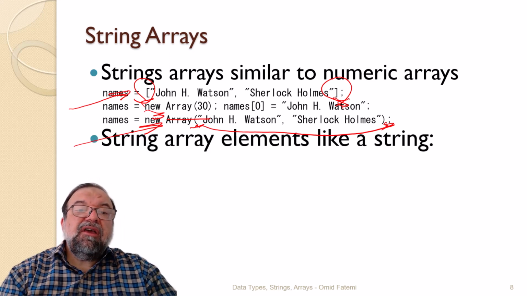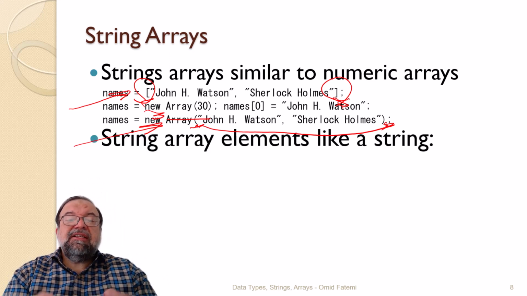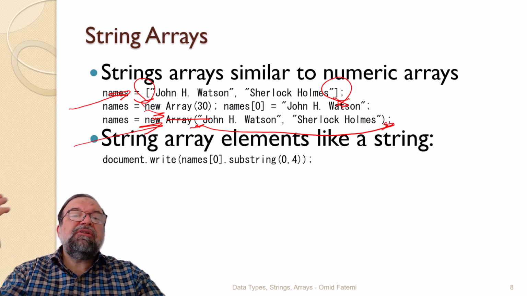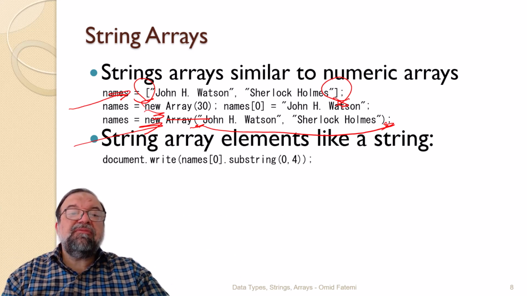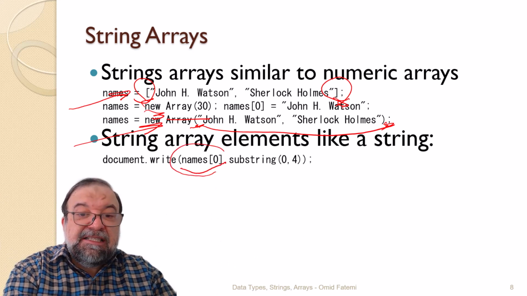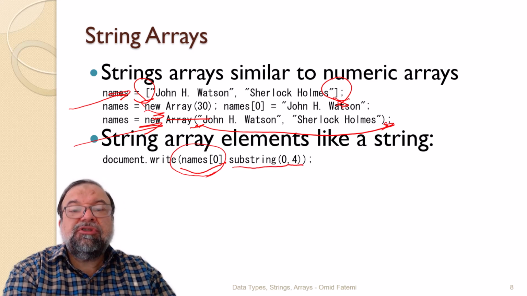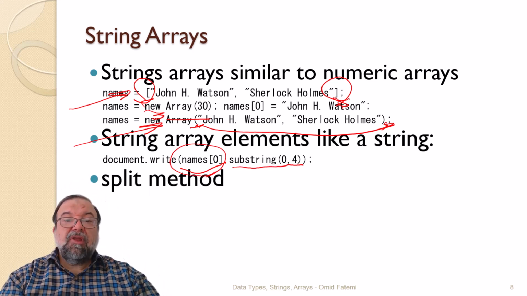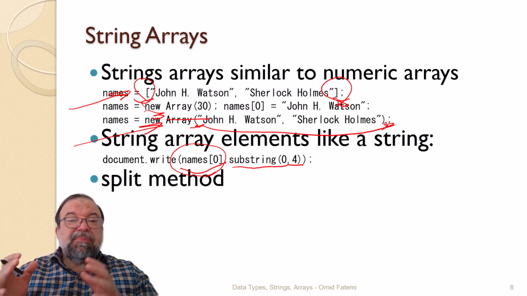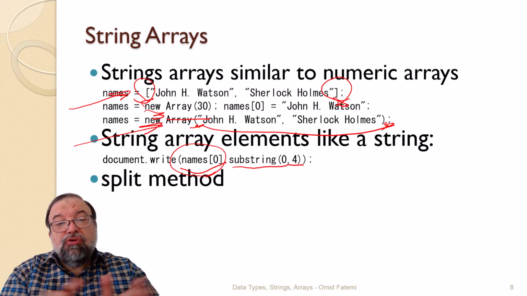When we have a string array, then it means that every element of that array is a string. So you could have all the methods and properties that we have discussed for a string. For example, you could write names 0, which is a string, and then you put the method of substring for that. There is a good method for a string which will split a string to an array.